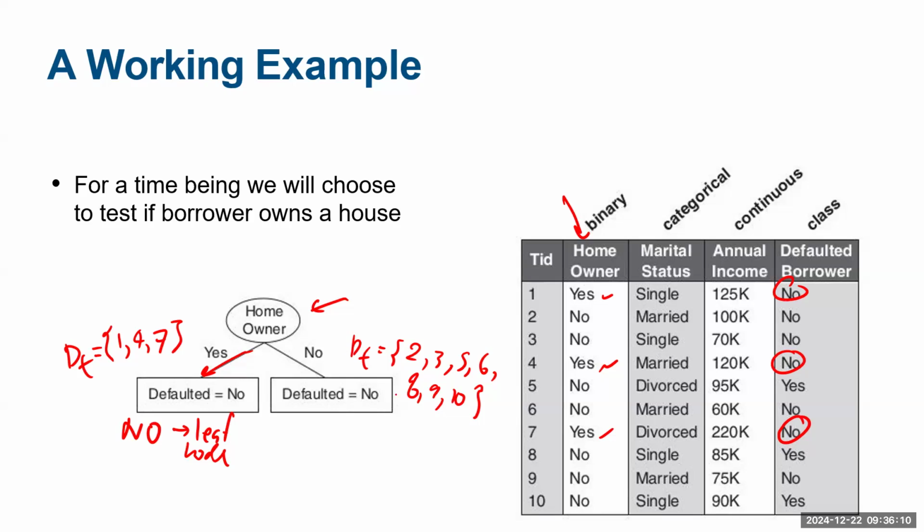What about the right side? If I were to give the answer for the right side, what would it be? So 2, 3, 5, 6, 8, 9, 10. I have 3 yes and 4 no. So it's not clear which I should answer. If I answer with the majority, I would say no, because no is more than yes. But because they are not one class, I have to split this one even more.